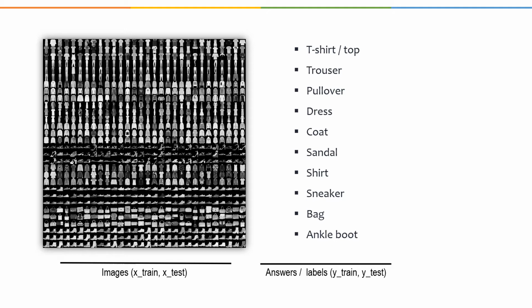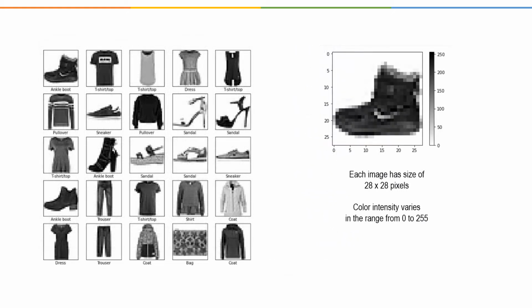All images are 28 by 28 pixels in size and are executed in shades of gray. And the gray intensity in each pixel varies on a scale from 0 to 255, where 0 is a completely white pixel and 255 is a strong gray color. And since these pictures are so simple, that is only 28 by 28 pixels and in the shades of gray, this allows you to work with them and build neural networks even if your computer is not too powerful.